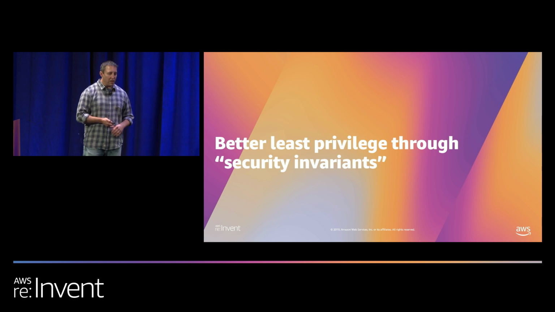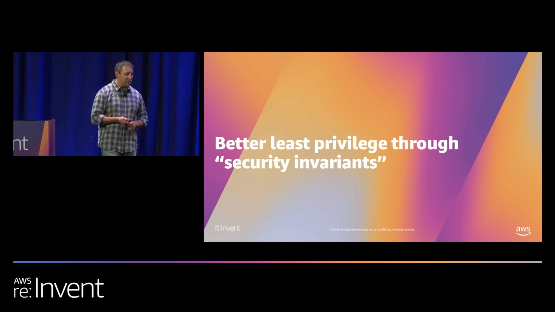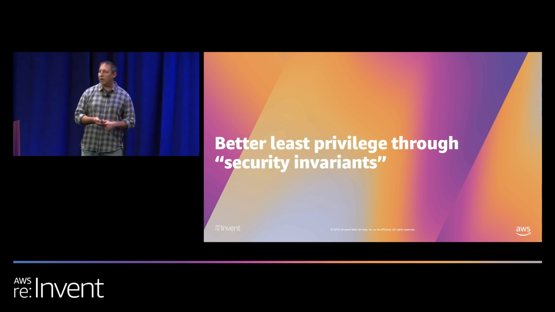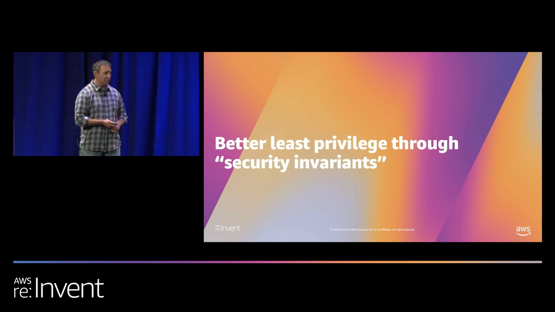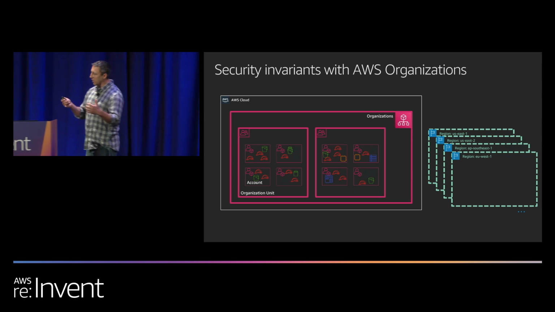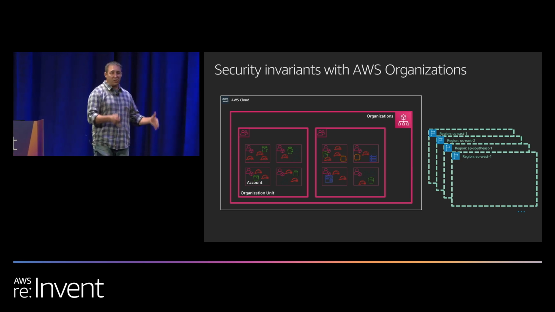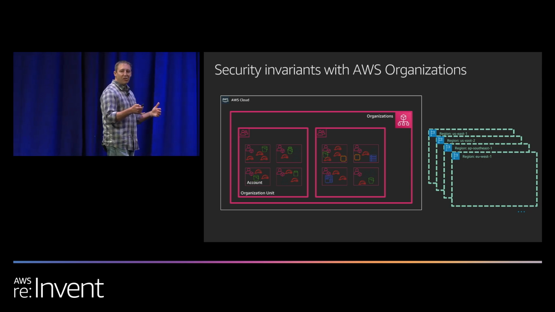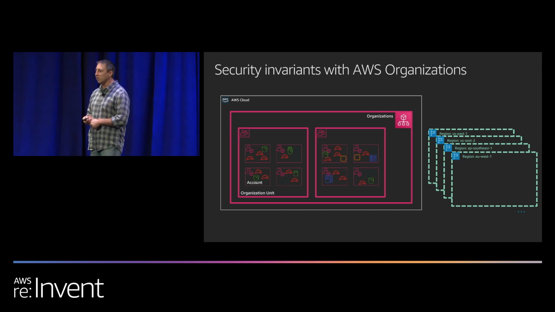Cool. So the next thing I want to look at, or the last thing I want to look at in this kind of out-of-the-box portion of things, is better least privilege through what I call security invariants. Again, things that you just know to be true. Let's take an example. These days, most customers are going to have lots of AWS accounts. They're going to have lots of resources and roles and things in those accounts. I think I heard earlier today there are now 22 AWS regions. There's a lot of regions out there.